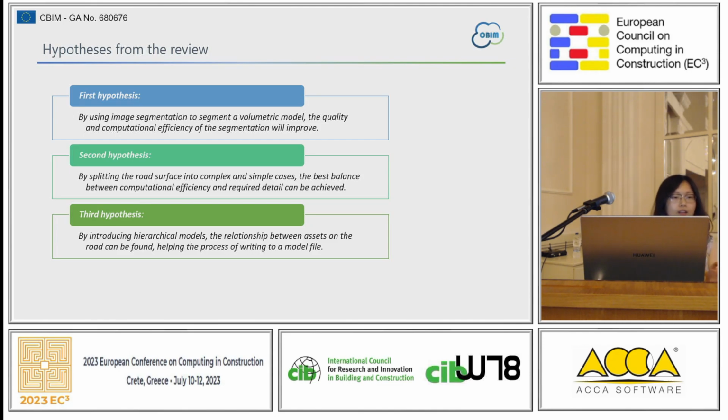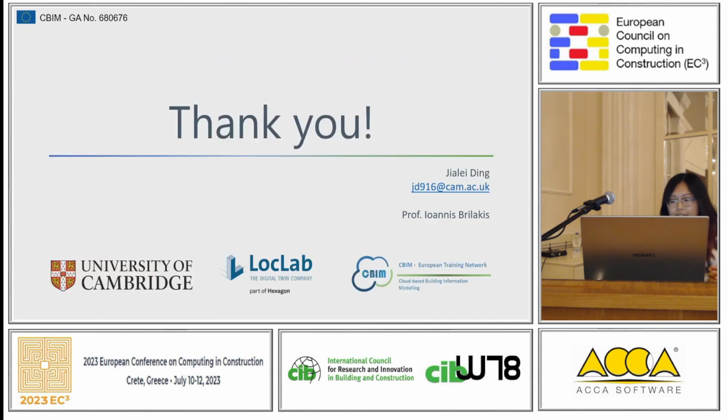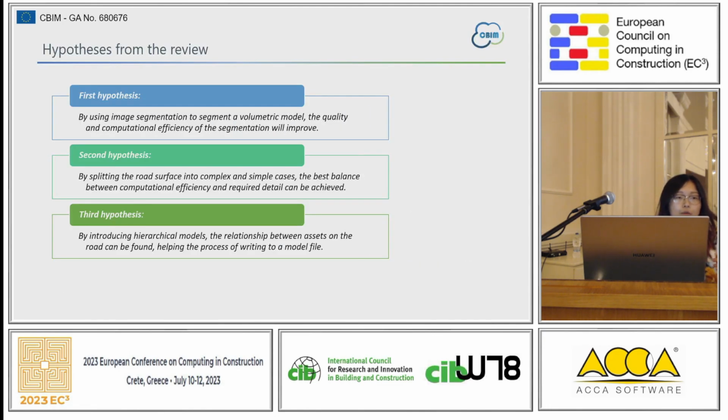So out of this, I got three concepts to work with for the rest of the PhD. The first is to try to use image segmentation to segment a point cloud, and hopefully that will improve the quality but also decrease computational effort. The second is to address the tension between scale and detail, to just split it up, because roads can be complicated, but they can also just be one straight road for many kilometers. So apply what's needed to where it's needed.